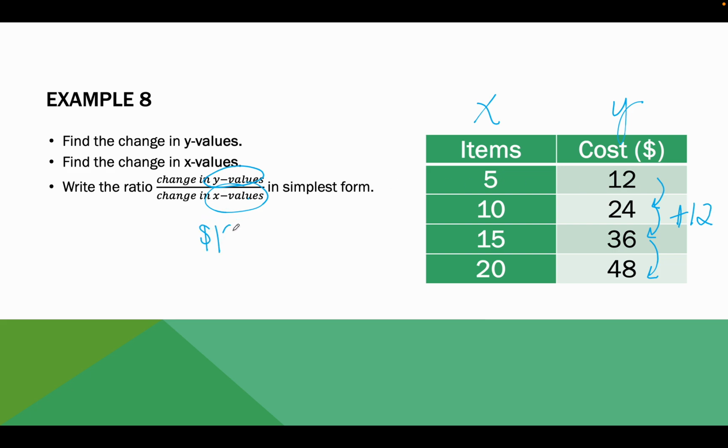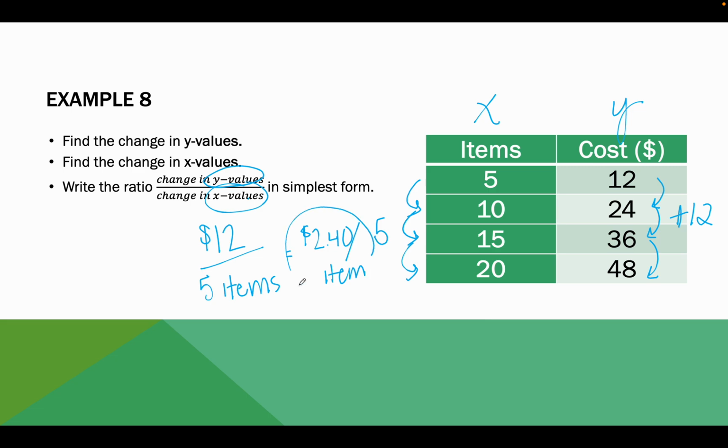So we have a y change of $12 for every 5 items. So the x goes up by 5 each time. So our slope here is $12 per every 5 items, but we like to write it as a single unit rate. So that's $2.40 per item. I know earlier I said keep it as a fraction in simplest form. 12 over 5 technically is in simplest form, but for a problem like this, it is probably more likely to want a unit rate with money as a decimal, so $2.40 per item.